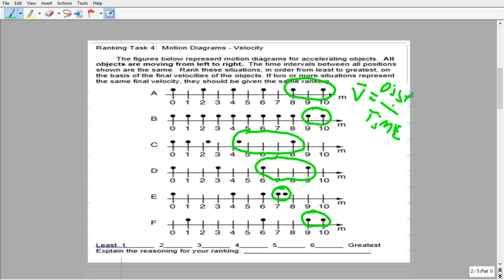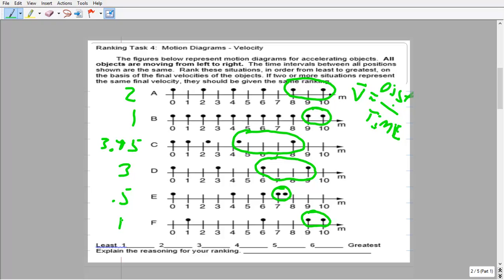Notice that in A, my change in position is from 8 to 10, and therefore displacement is positive 2. In B, the displacement is positive 1. In C, the displacement is about 3.5, maybe 3.75. In D, the displacement is 3. In E, the displacement is about 0.5, it looks like. And in F, my displacement is 1.